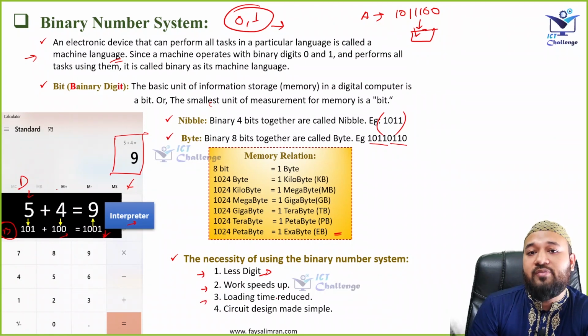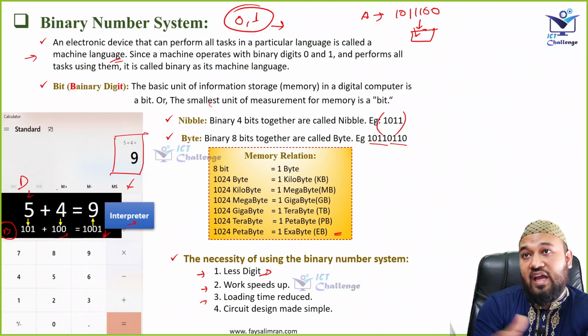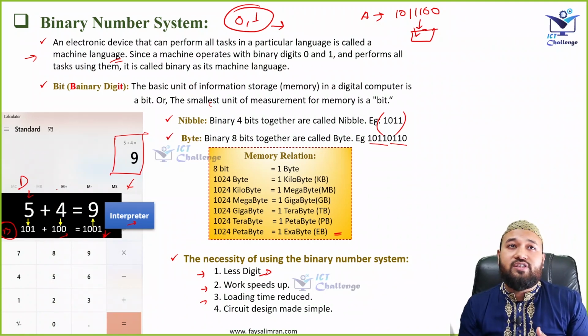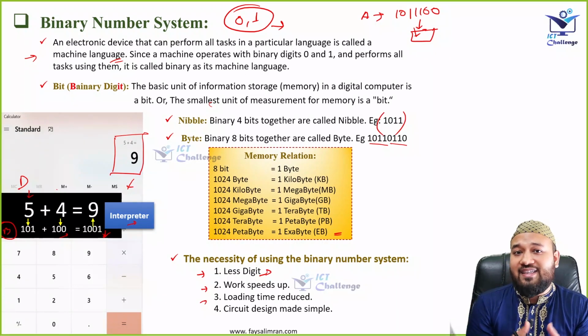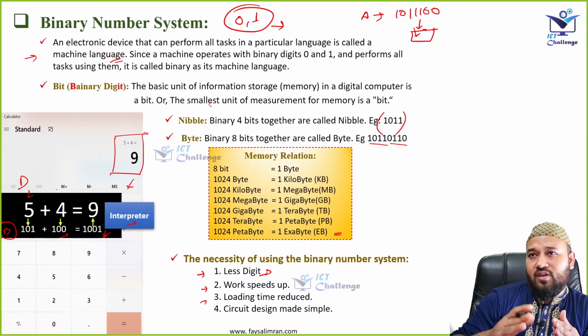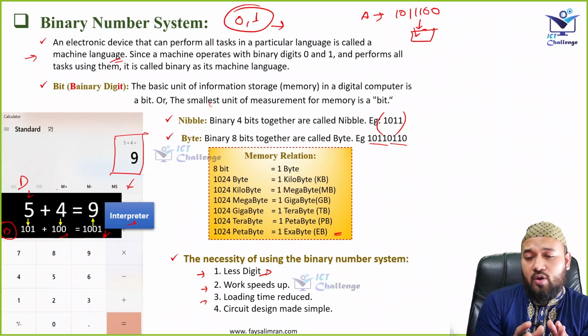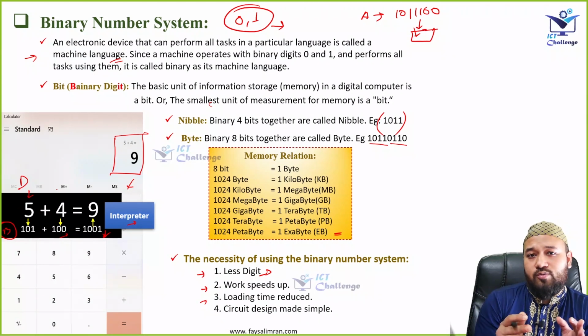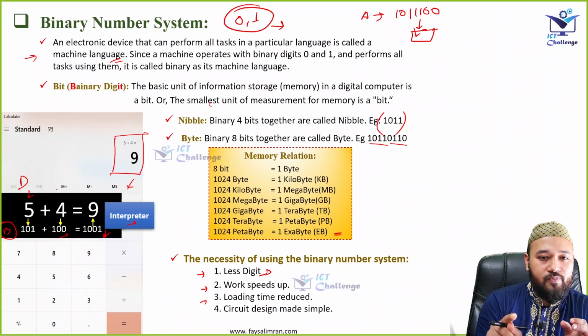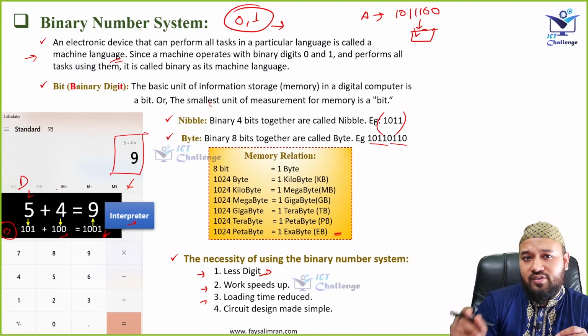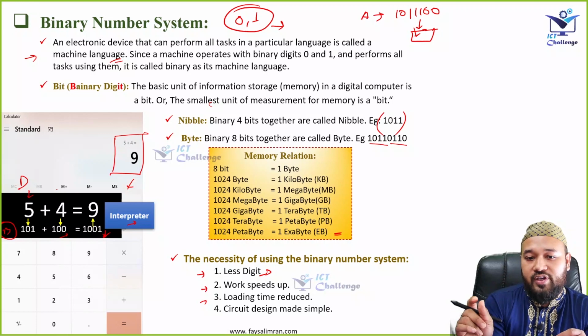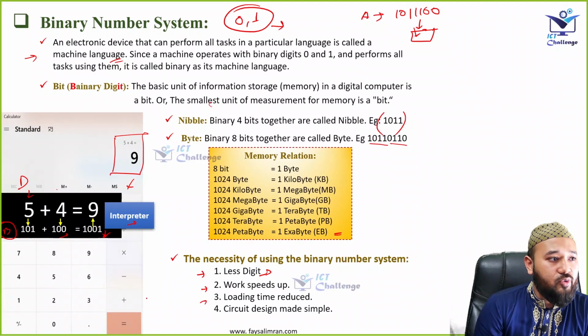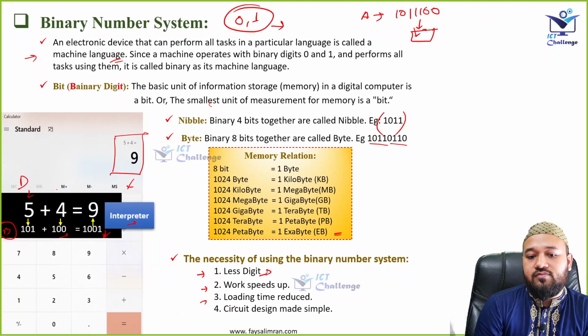Number 3, loading time is reduced. If we close an application and open another application, or if we operate 2 operations at a time in our device, there is a loading time in between those operations. If you play a video on YouTube and change the video, there is a loading time in between both videos. In the same case, if we work on our computer or electronic device, we have a loading time to operate 2 different works at a time. So it reduces the loading time.